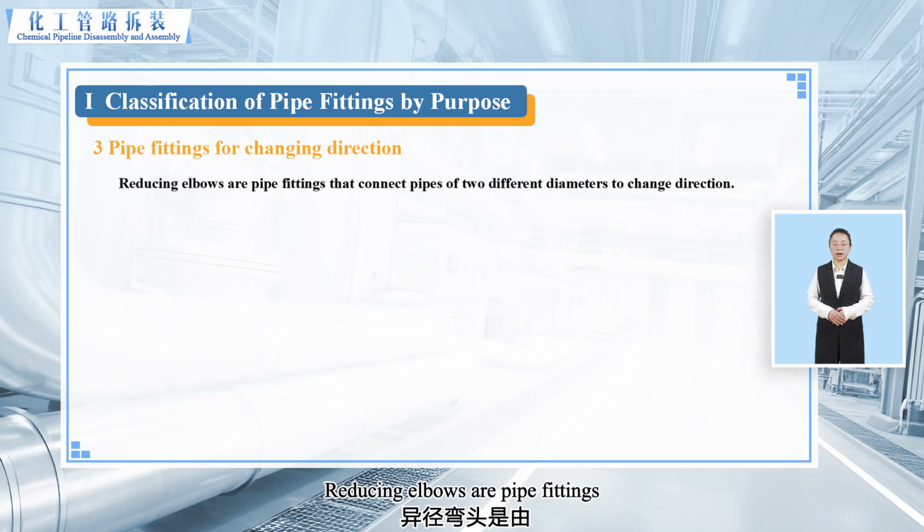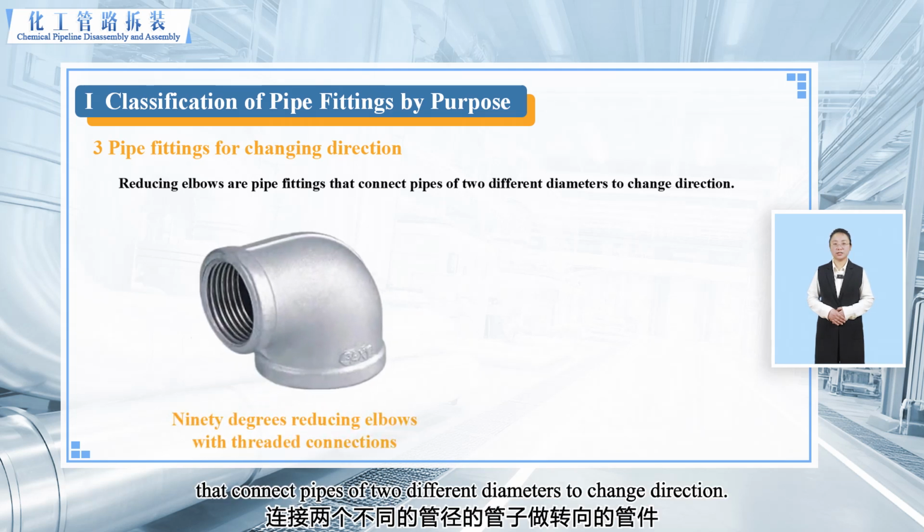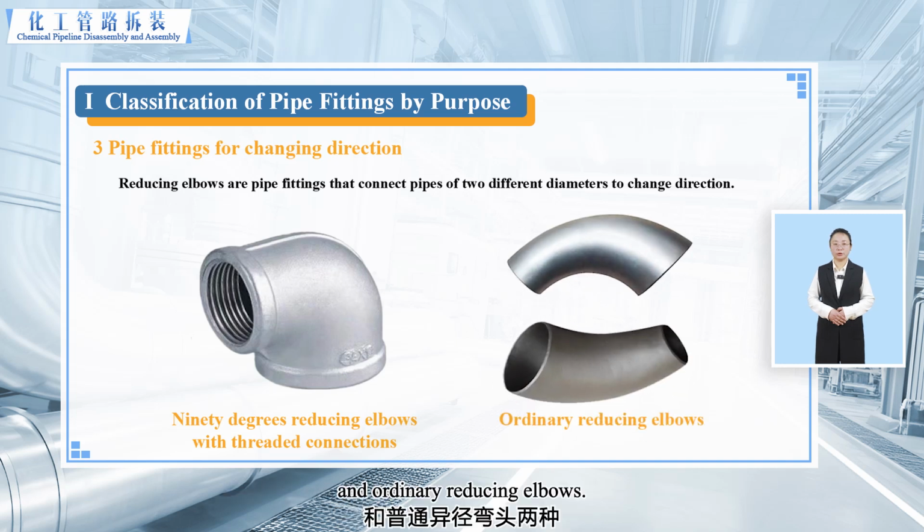Reducing elbows are pipe fittings that connect pipes of two different diameters to change direction. There are two types: 90 degrees reducing elbows with threaded connections, and ordinary reducing elbows.